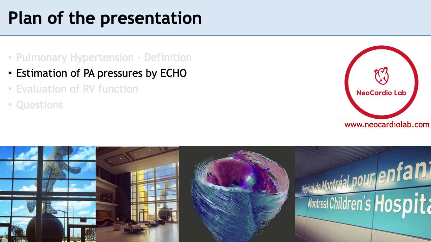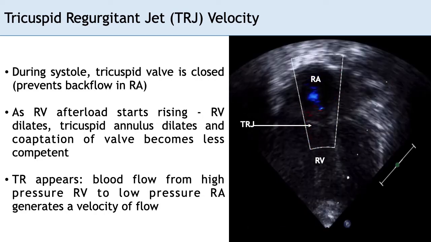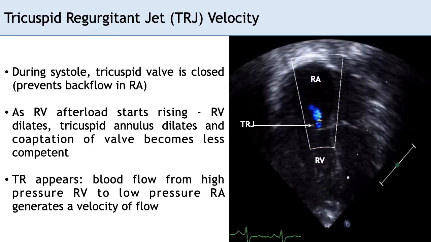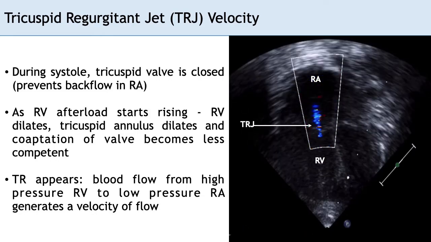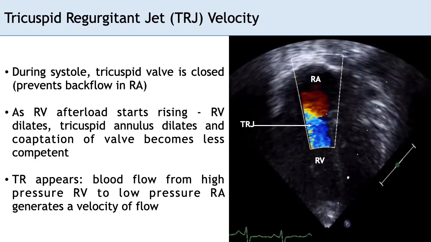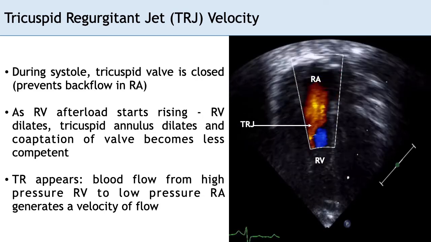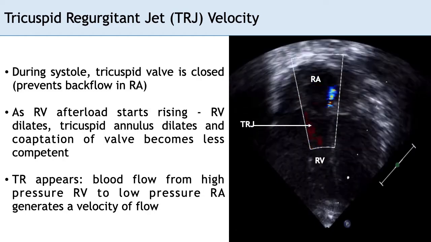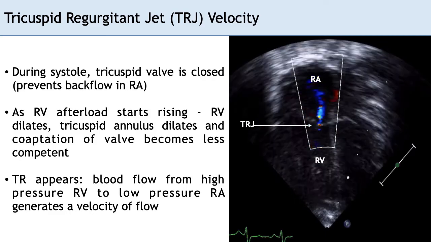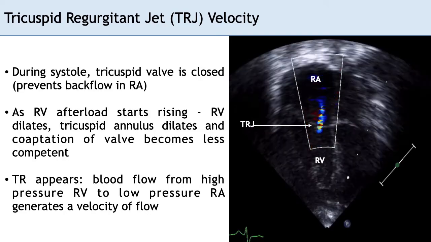So how do we estimate pulmonary arterial pressure by echo? One of the most common markers that are used is what we call the tricuspid regurgitant jet velocity. So this is an apical 4-chamber view. You can see a right ventricle, a right atrium, and a tricuspid valve. And during systole, while the right ventricle is contracting and the blood is ejecting in the outflow tract, the tricuspid valve is closed. So if there is some incompetency of the valves, you can get blood returning from the high pressure chamber of the right ventricle to the right atrium, and this will create a velocity of flow.